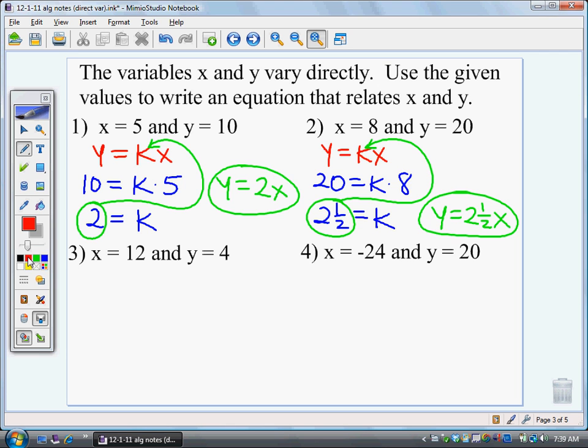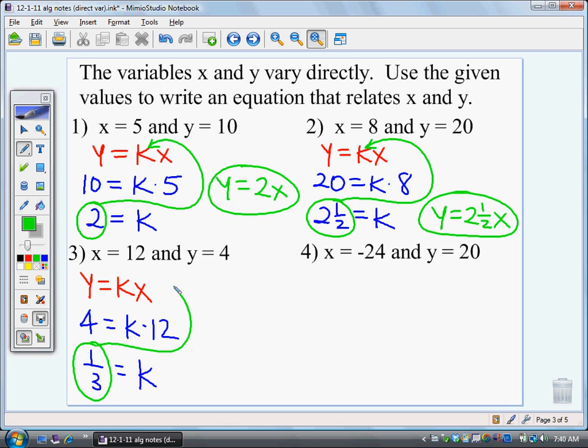The next example, here's our direct variation equation. We plug in y is 4, x is 12, and in this one we're going to divide by 12 on each side. I put this one in here because a common mistake is for people to not get the 1/3, but rather do 12 divided by 4 and try and say that the answer is 3. In this case, you're doing 4 divided by 12, and so k is 1/3, or y is equal to 1/3 x.